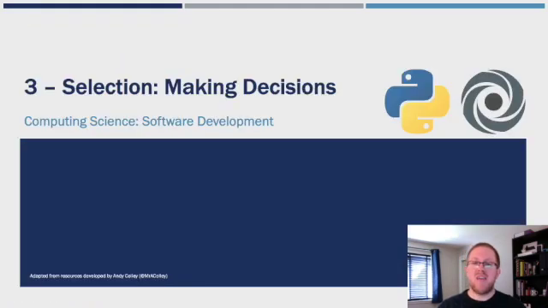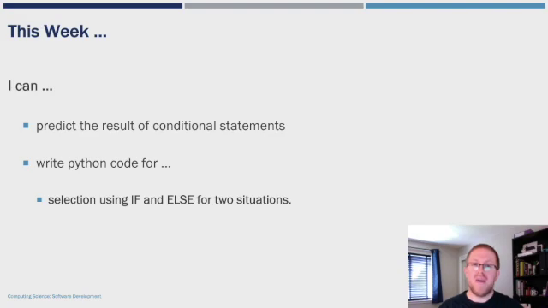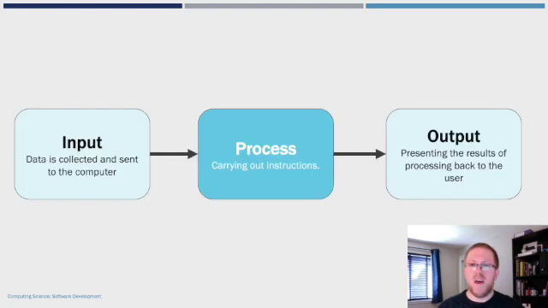Okay, let's now dive into this session's topic, which is selection or decision making. By the end of this session, you'll be able to predict the result of conditional statements, and you'll be able to write Python code for selection using if and else for 2 different situations. This is again focusing on the processing part of the input process output model, but that processing may then affect the output that the program then shows to the user, and we'll see that as we go through this video.